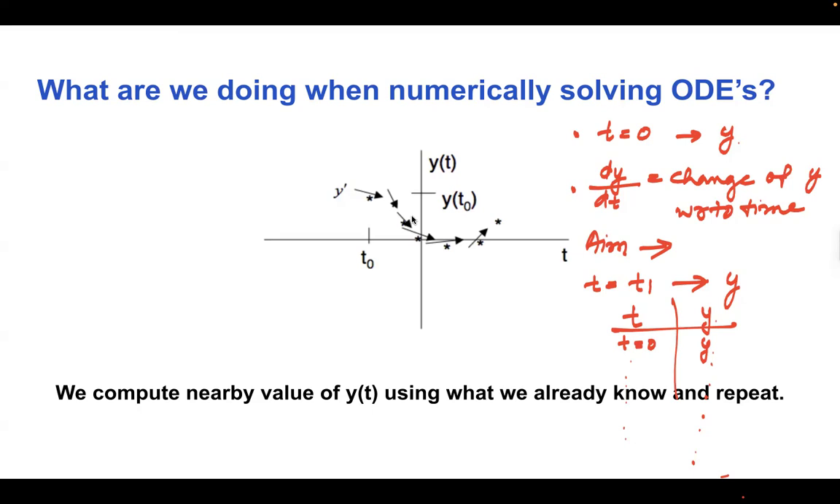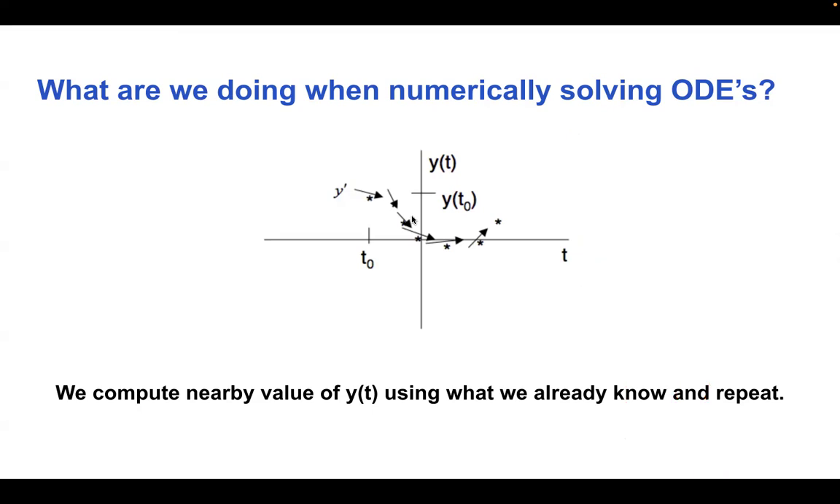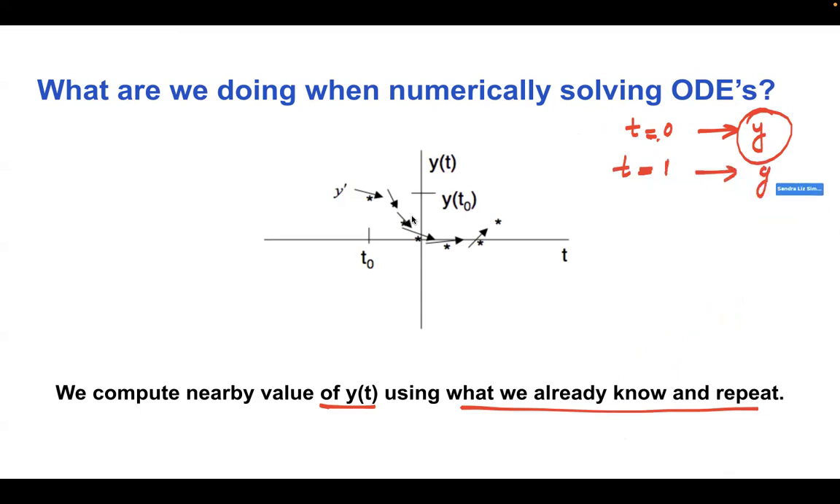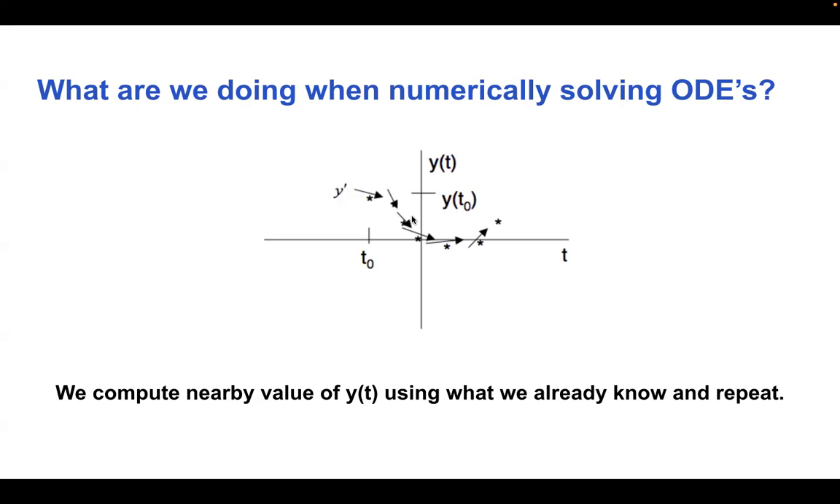Okay, so this is what we are trying to do here. We compute the nearby y of t using what we already know and then repeat. That is, at t equal to 0, you know the y value. Now we utilize this information and calculate when t equal to 1, and you get a particular y value. And using this equation, you calculate at t equal to 2 what the y value is. So you start with what you already know and then you progress forward. That's what we are trying to do this week.